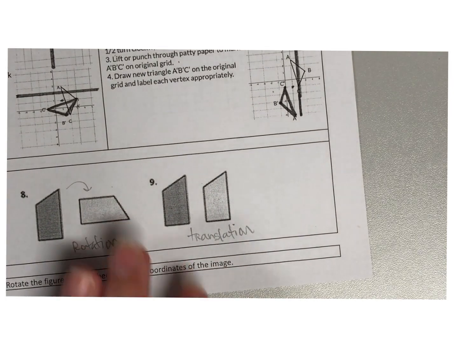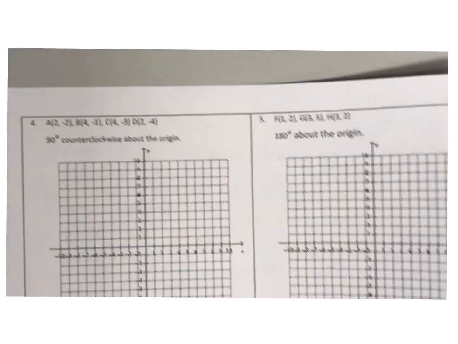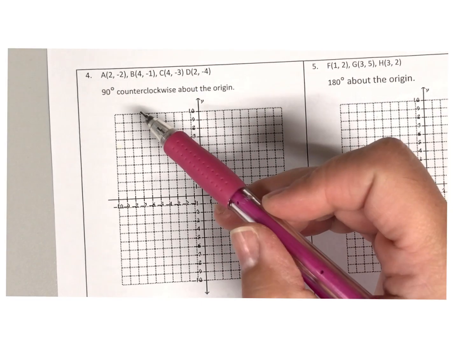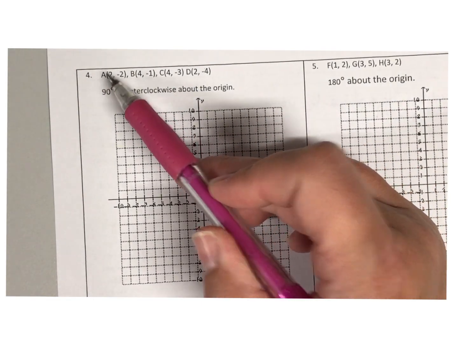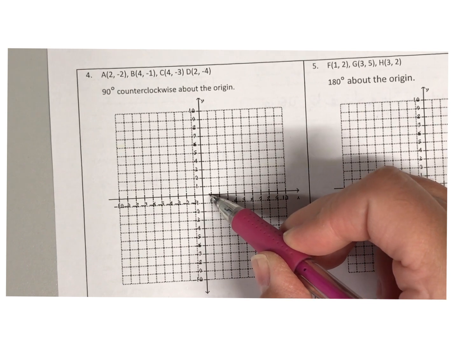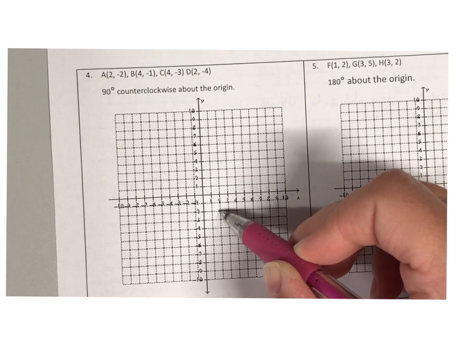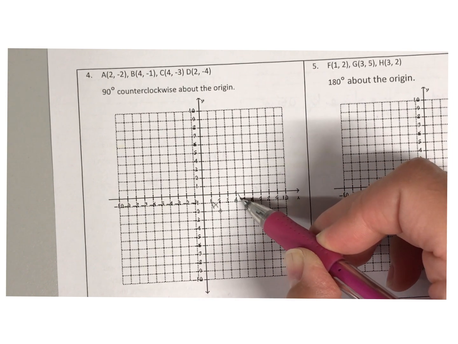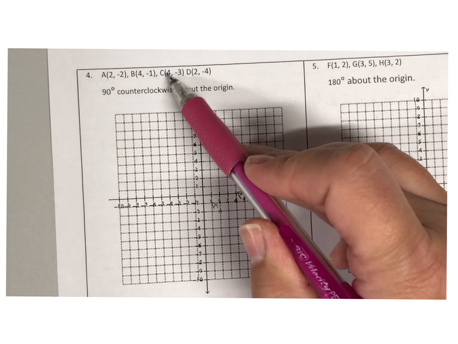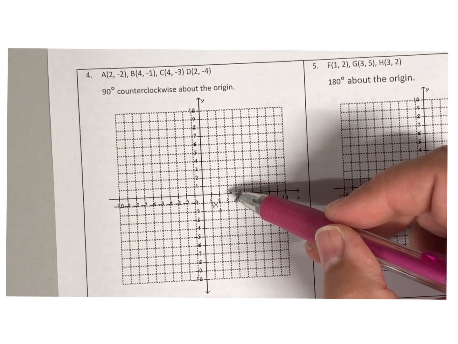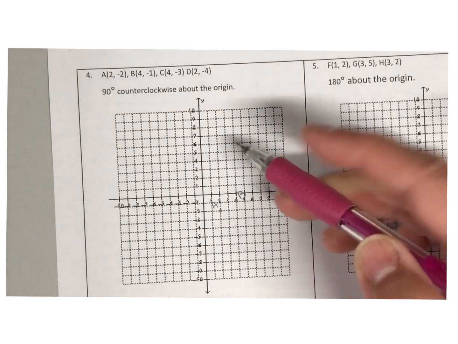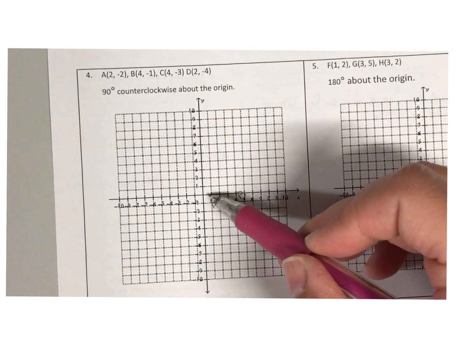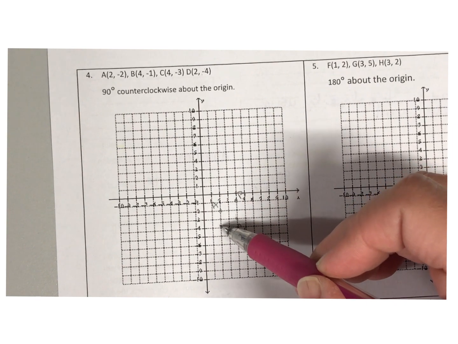Okay, so let's turn to the back side and figure out what we are doing. First of all, we have to plot these points. So I'm going to plot the point +2, -2. This is my A. +4, -1. Here's my B. At 4, -3, over 4, down 3. Here's my C. And then I have 2, -4, so over 2, down 4 is my D.